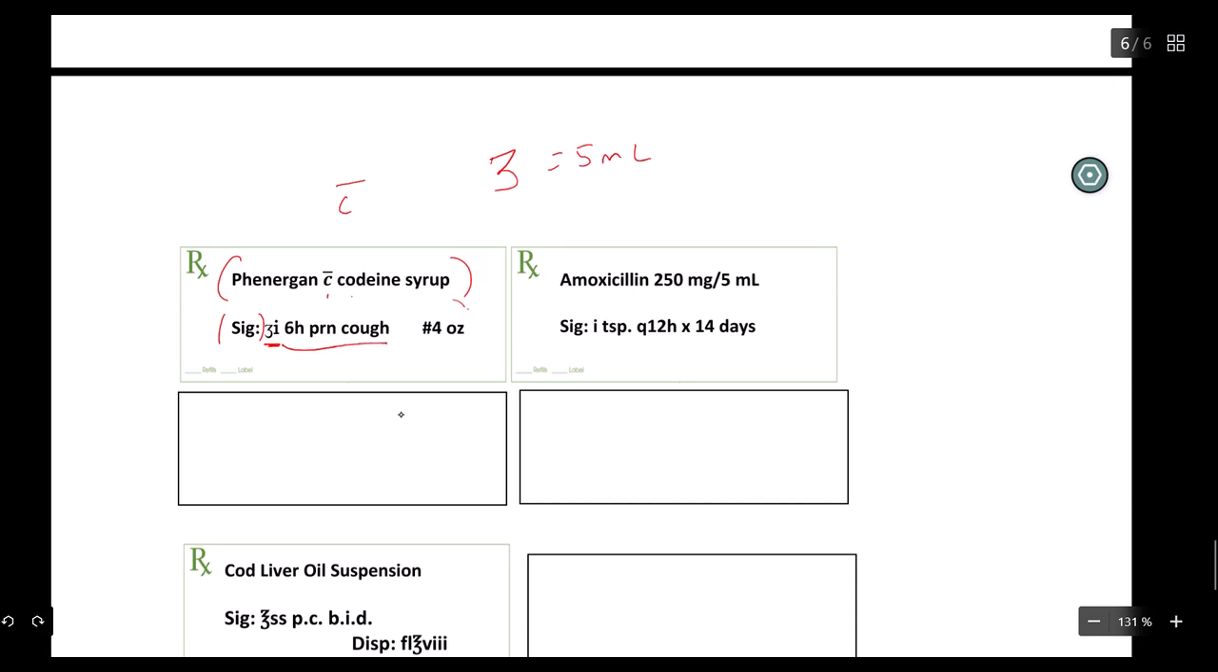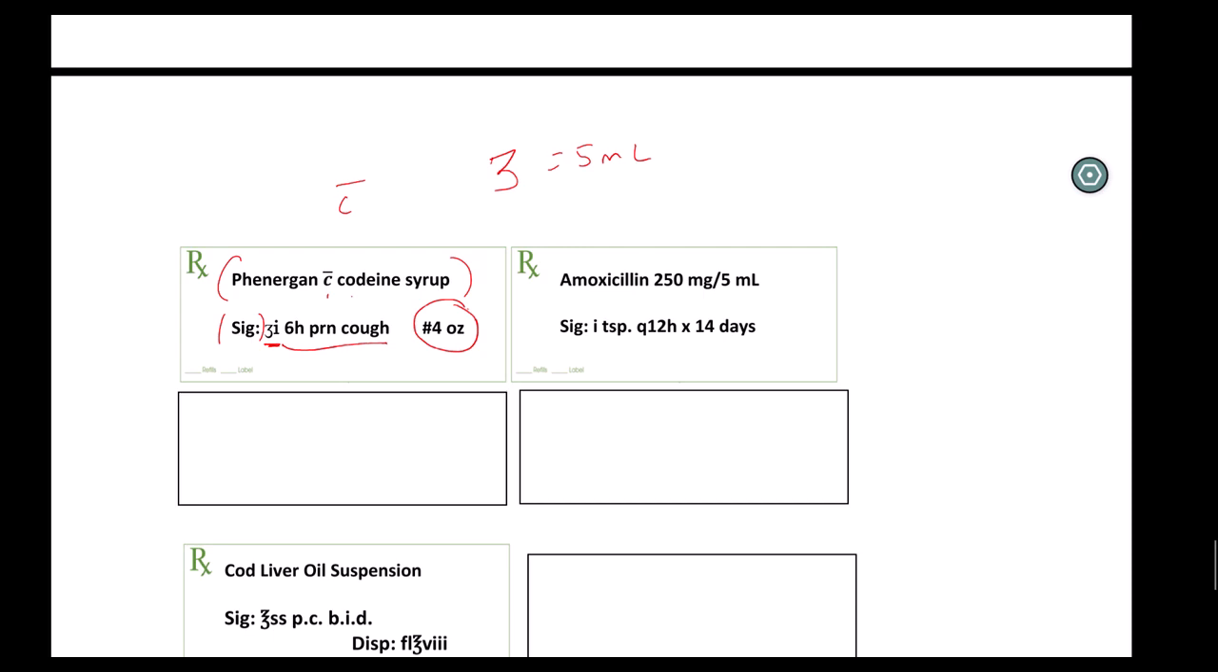The 4 ounces, we will be able to interpret that in mLs. We will eventually know that the common equivalent is 30 mLs per ounce. So 4 times 30 would be 120. So it would be 120 mLs that would be dispensed.